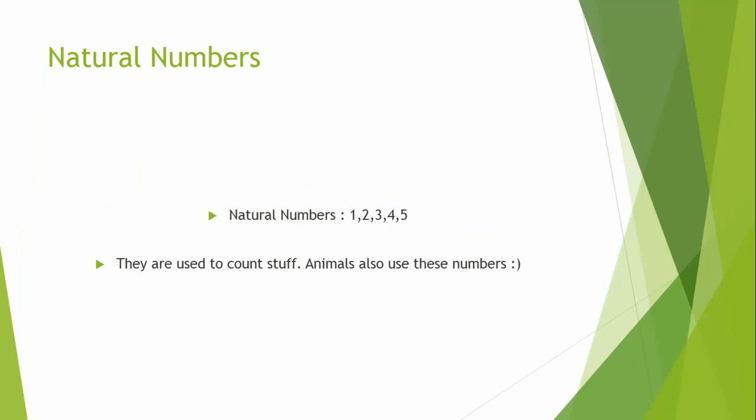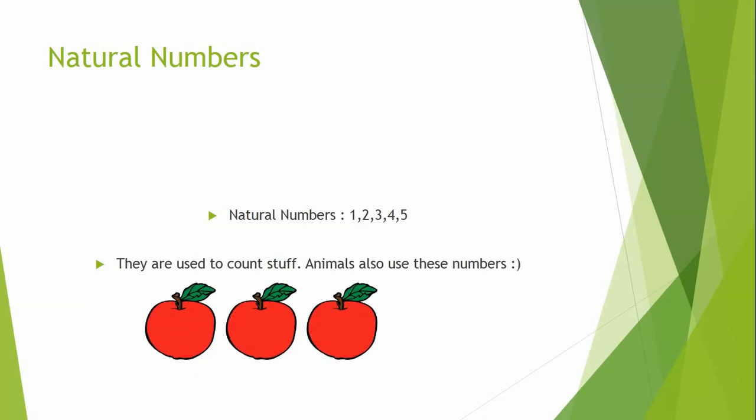Let's talk about natural numbers. Natural numbers are also known as counting numbers. They begin from 1, continue through 2, 3, 4, 5, and so on. They're used to count stuff. Did you know that animals also use these numbers for counting? It's basically used for counting objects that you can see. For example, 1 apple, 2 apples, 3 apples, 4 apples, 5 apples, and so on.